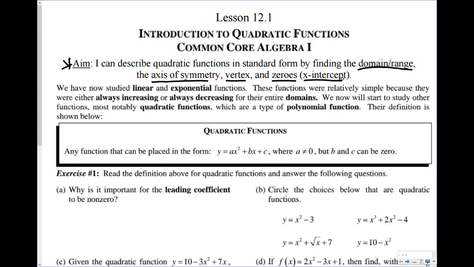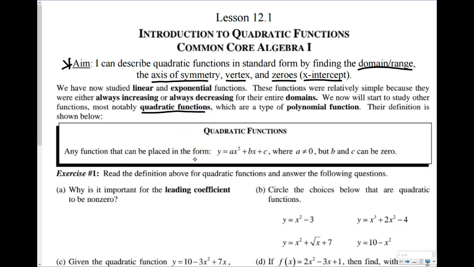So we've now studied linear and exponential functions. These functions are relatively simple because they were either always increasing or always decreasing for their entire domains, right? A line is either always going up or it's always going down. Now we're going to start to study other functions, most notably quadratic functions, which are a type of polynomial. Their definition is shown below.